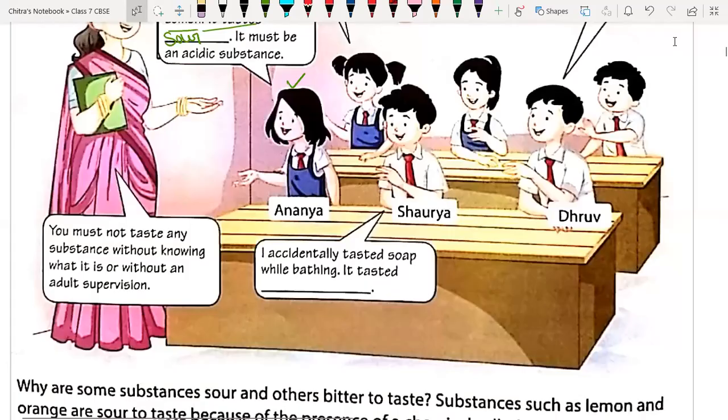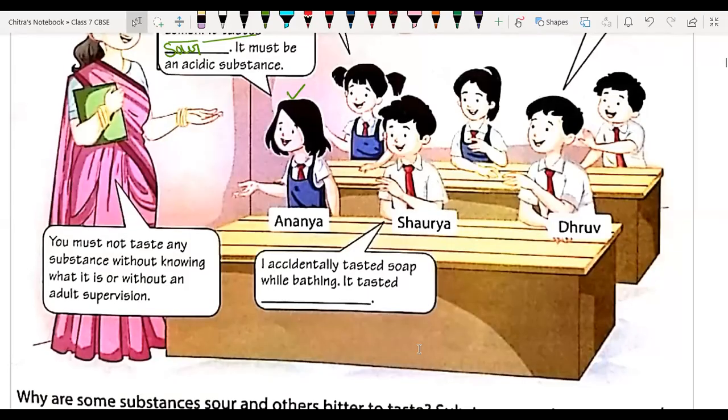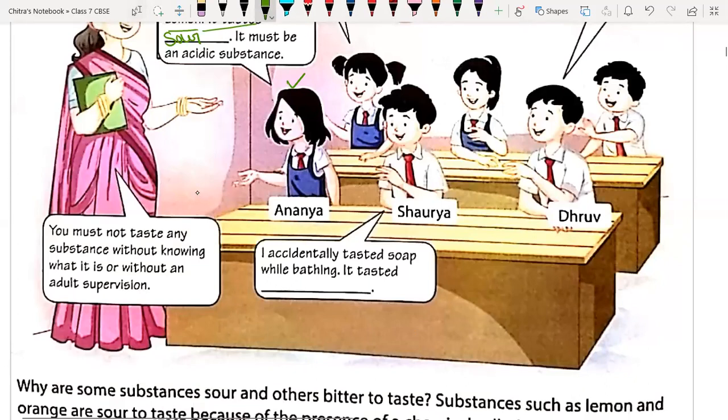We are discussing here the activity of the class. Rai ma'am is saying you must not taste any substance without adult supervision, because that substance may be poisonous. You cannot taste all substances to tell their nature, whether acidic, base or salt. There are other criteria like the litmus paper test and pH level, by which we can decide whether a substance is acidic, basic, salty or neutral.